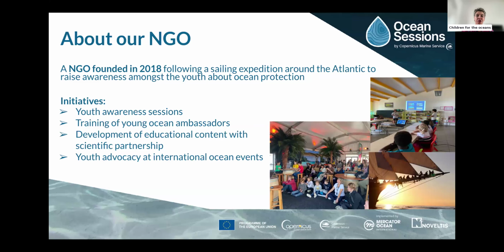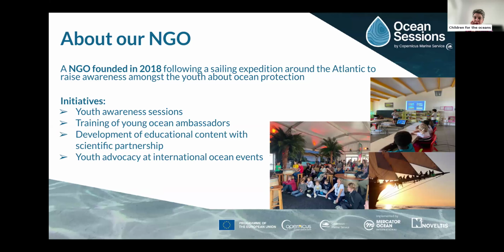So about our NGO, Children for the Ocean was founded in 2018 after a sailing expedition around the Atlantic led by our founder, Thomas. And this journey was the starting point of a simple conviction. If we want to protect the ocean, we first need to help young people understand it, feel connected to it, and realize that their daily actions matter.